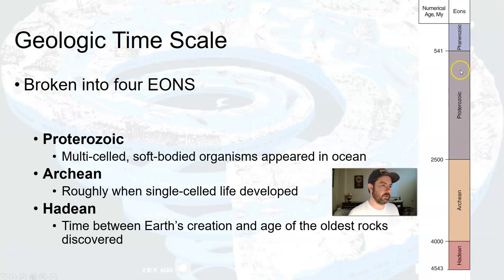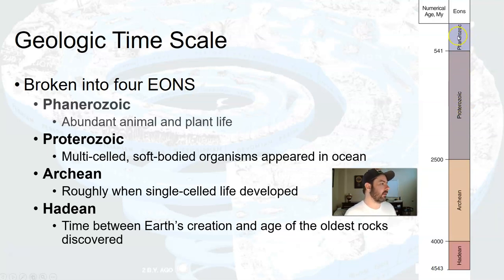Then in the Proterozoic, multi-celled organisms and soft-bodied organisms first started to appear in the ocean. So these single-celled organisms finally evolved to multi-celled organisms. That's the Proterozoic, prototype life. And Phanerozoic, remember Phaner is a Latin prefix for visible. So we have abundant animal and plant life, abundant visible life. About 541 million years ago, the Cambrian explosion started, and all of a sudden we get this explosion of life in the sea and then eventually onto land.